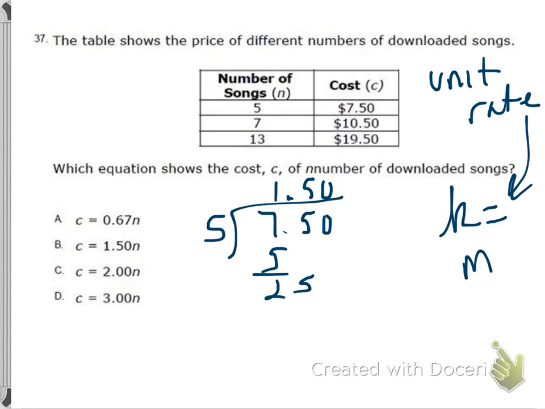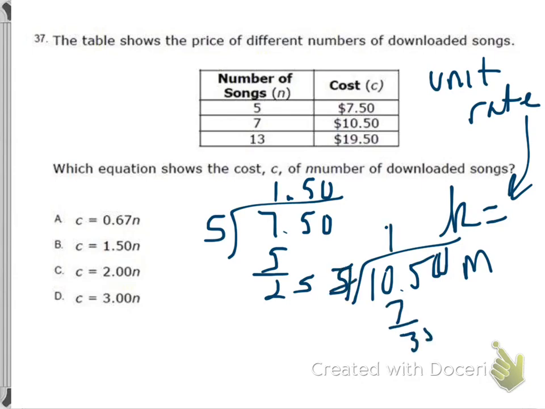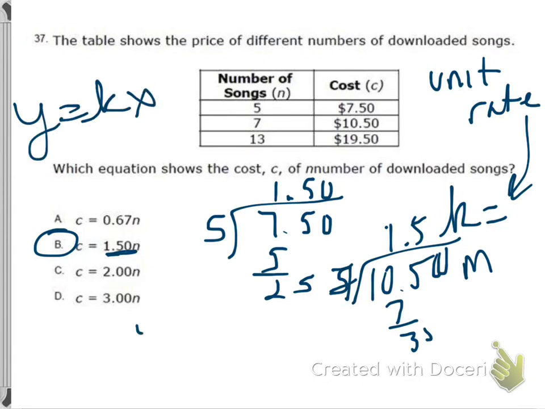I could test another one. I could do 1050 divided by 5 and see if that still works out. I mean 7. 1735. Yeah, it looks like it's $1.50. Stays pretty consistent. So the answer is B, because 150 is the K. Y equals KX, or Y equals MX. So that's our answer.